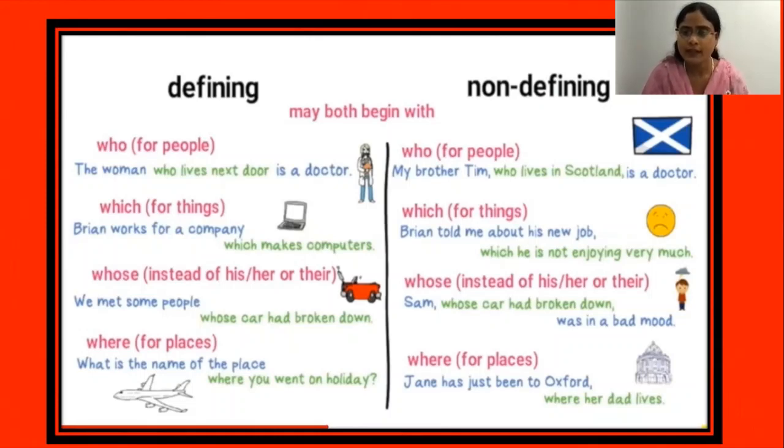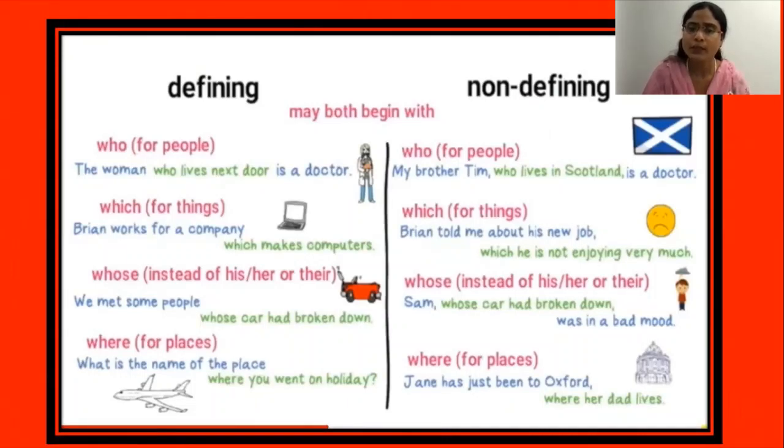Next sentence, Sam, whose car had broken down, was in a bad mood. If I say Sam was in a bad mood, the sentence gives complete information and the sentence is complete. Whose car had broken down gives additional information about Sam's car.